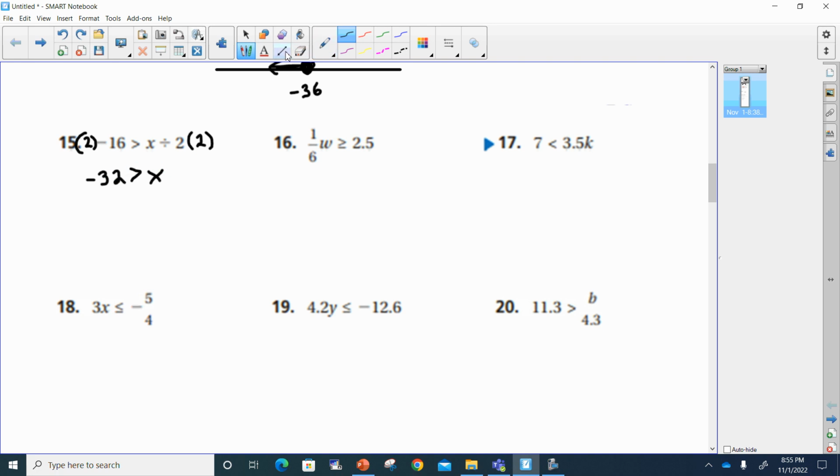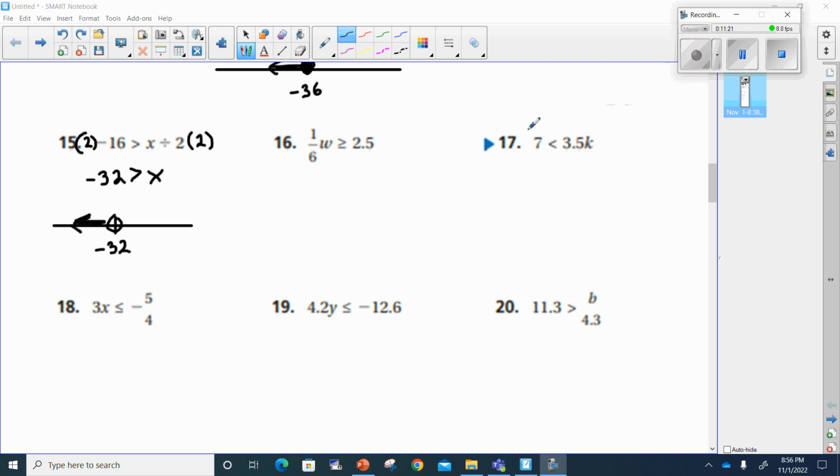I guess I can put my line here again. Put the number I found, which was negative 32. Make it a circle instead of a dot. And then remember, x is less than this number. So I'll put my arrow pointing to the less than.